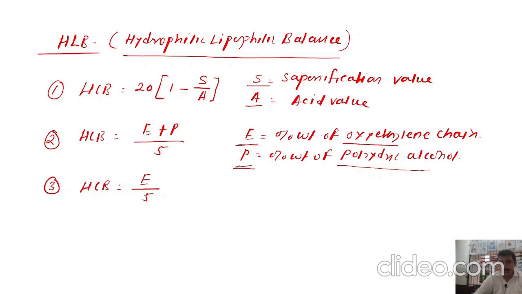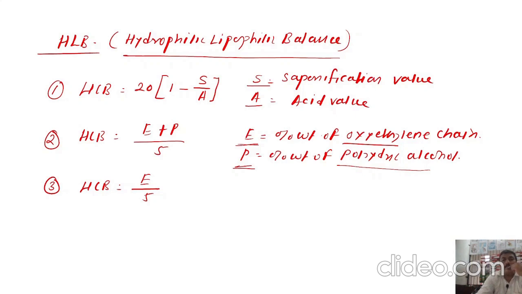Based on these three equations, generally the numericals are asked in the semester examination. One more equation is there for determination of HLB value, that is based on the summation of hydrophilic group number and summation of lipophilic group number. But generally these numericals are not asked in the examination. Based on these three equations, the numericals are always asked in the semester examination. So one by one we will discuss.